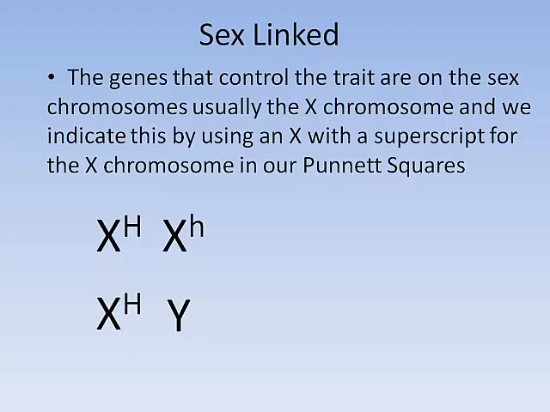Right? Here's a man. A man only has 1 X chromosome. This X chromosome happens to be carrying the dominant allele for a trait. Here's a female. Here's her 2 X chromosomes. This X chromosome is carrying the recessive allele. This one's carrying the dominant allele. And here's a man. His X chromosome is carrying the recessive allele. So it's going to be a little bit different than what we did in our regular Punnett squares.